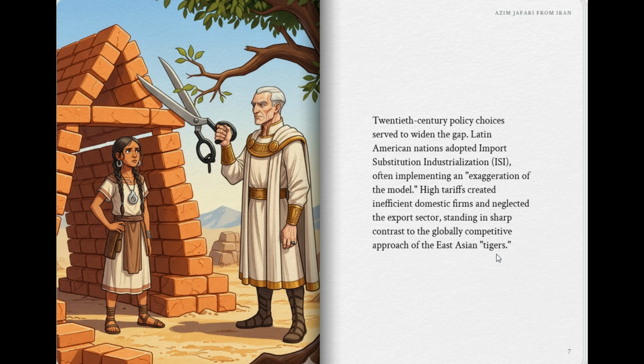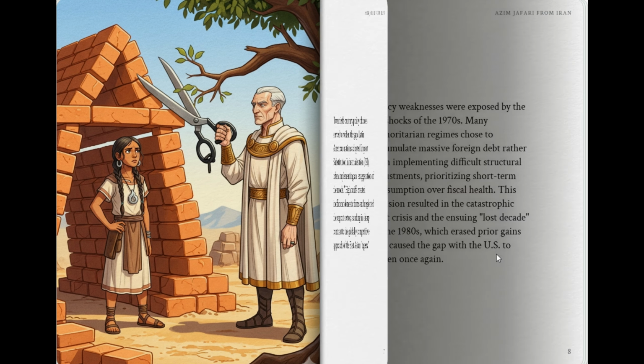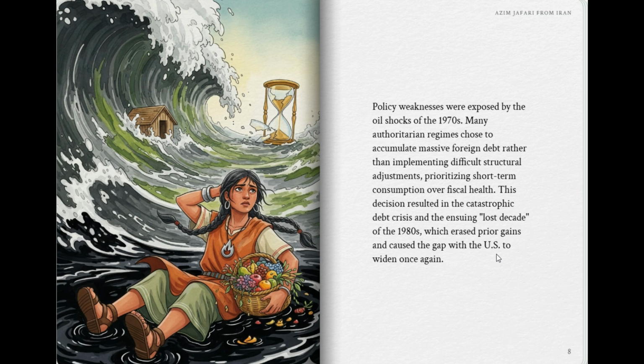Latin American nations adopted import substitution industrialization, ISI, often implementing an exaggeration of the model. High tariffs created inefficient domestic firms and neglected the export sector, standing in sharp contrast to the globally competitive approach of the East Asian tigers. Policy weaknesses were exposed by the oil shocks of the 1970s.